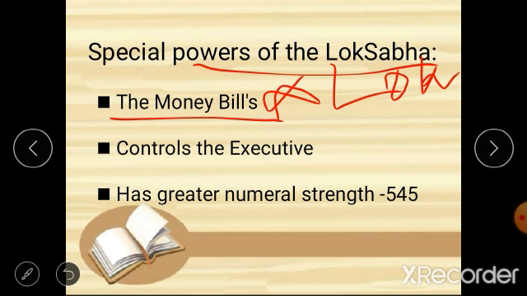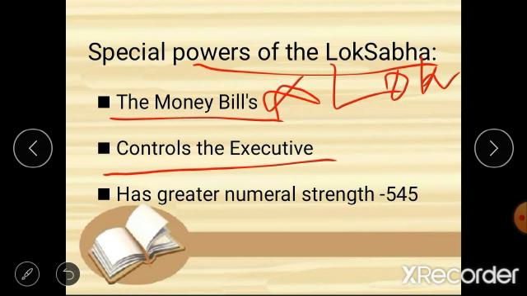The next one is that it controls the executive. The executive is the council of ministers headed by the prime minister. So the Lok Sabha actually controls the executive, and the council of ministers has to be responsible to the Lok Sabha. Why does the Lok Sabha have control over the executive? Because if the Lok Sabha passes a no confidence motion against the council of ministers, they have to resign.